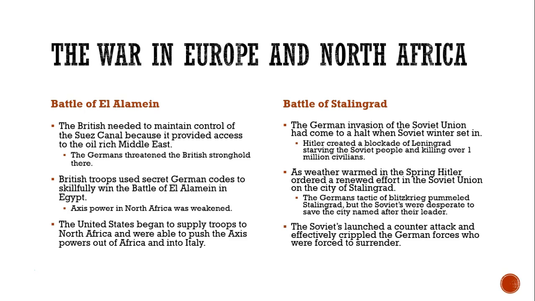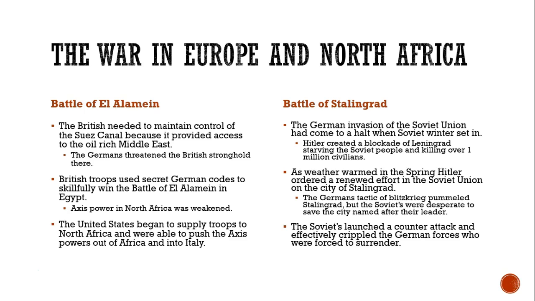At the Battle of Stalingrad, the Soviet Union was able to stop the German invasion. When the winter set in, the Germans were at a pretty big standstill. They didn't have the right supplies that they needed. So Hitler created a blockade of Leningrad to starve the Soviet people out. He ended up killing over 1 million civilians just from starvation alone.